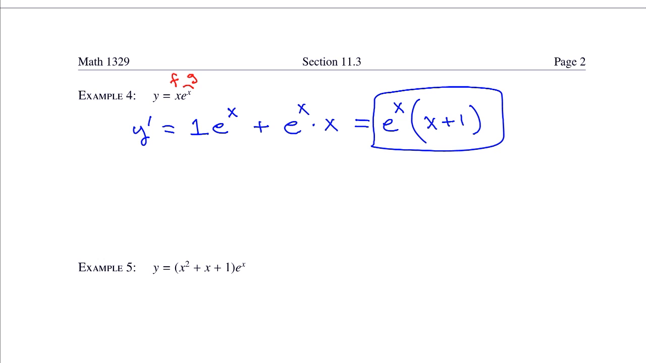All right, go ahead and do example 5 with your partner.